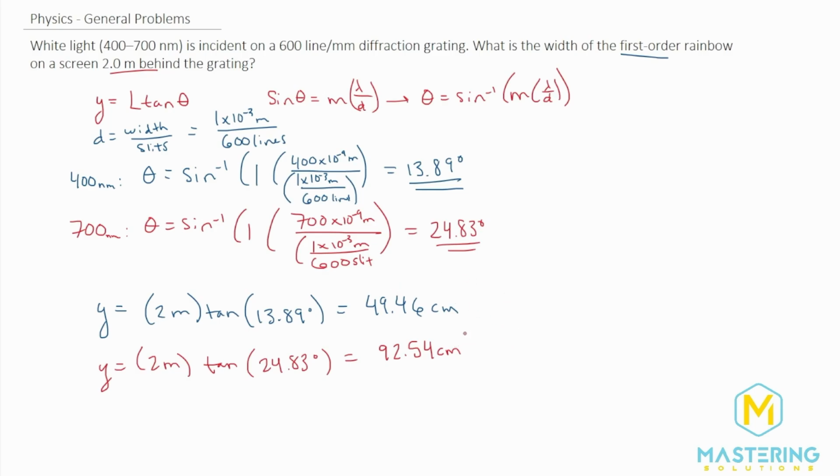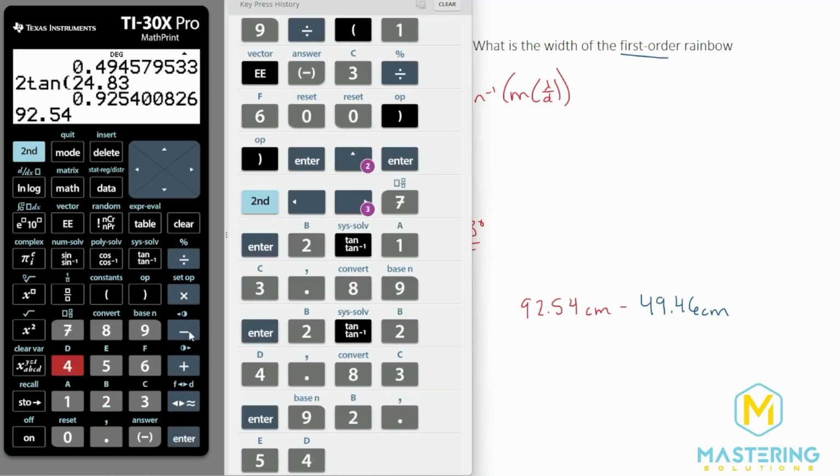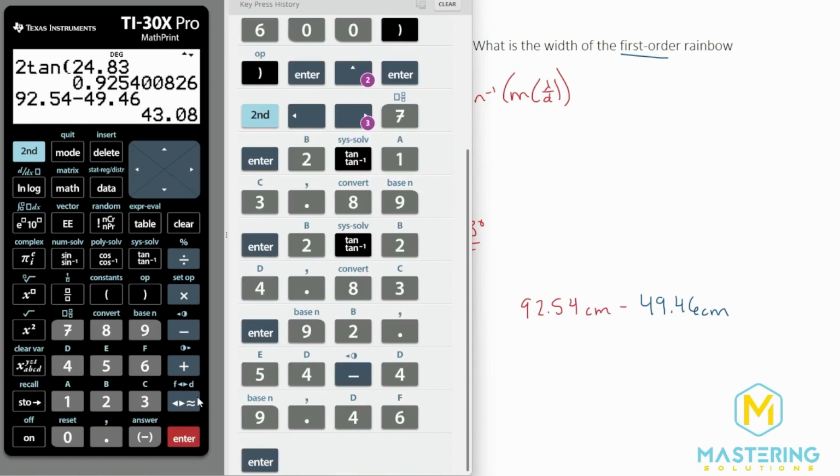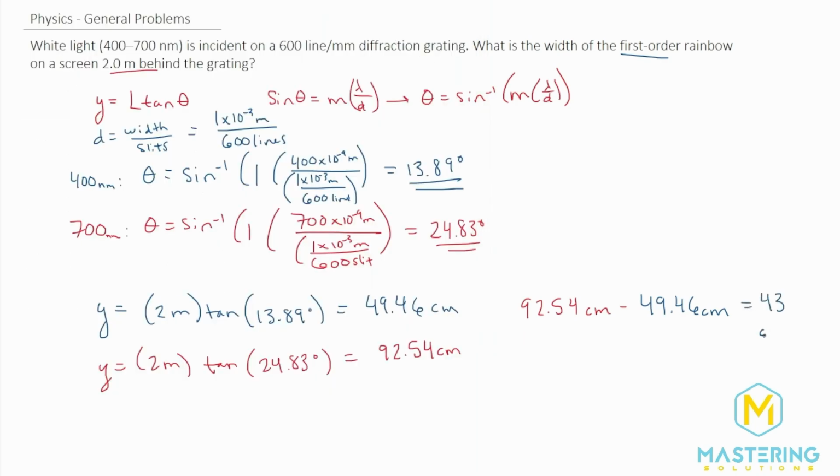But that's not what we want. We want the width of the whole rainbow on the screen here. And since this is the minimum and the maximum, if we take the difference between the two, that will give us the whole width, of course. So we have 92.54 centimeters minus 49.46 centimeters. So the total distance, we'll round that down, is 43 centimeters for the whole width of the first order rainbow for this diffraction grating.